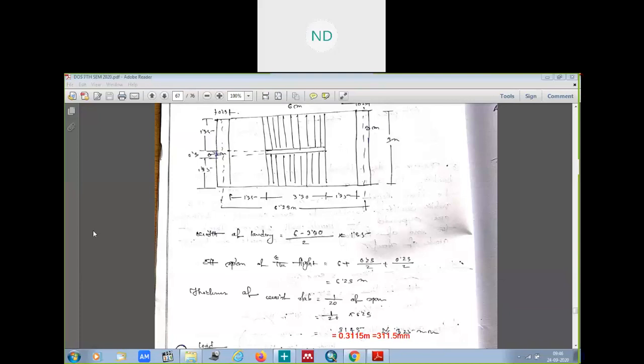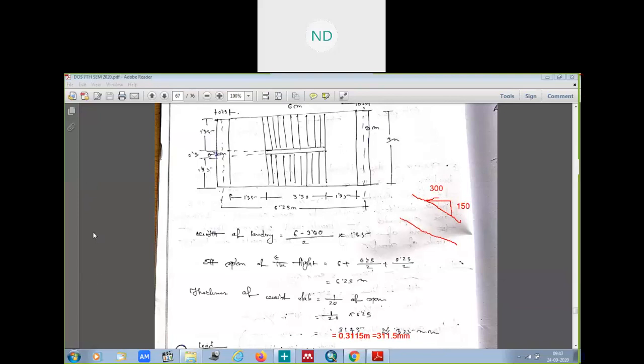Thickness of the waist slab, we mean that suppose if we see this is our waist slab, and our step is in this way. Here we have our riser, which we have taken to be 150 mm. Our tread, we have taken it to be 300 mm.